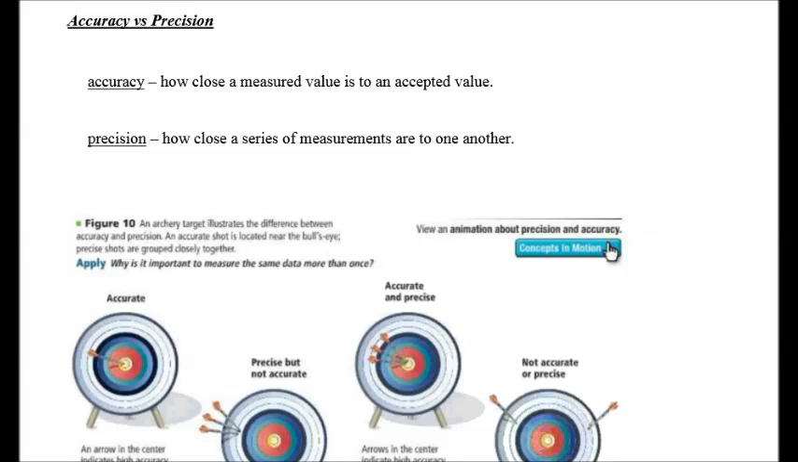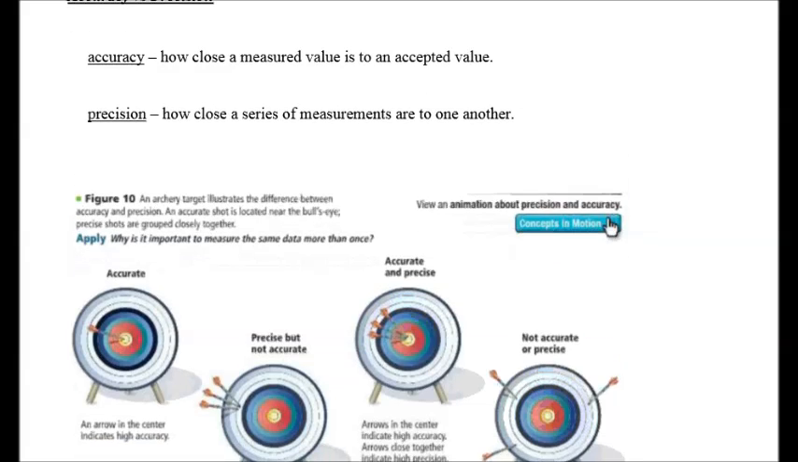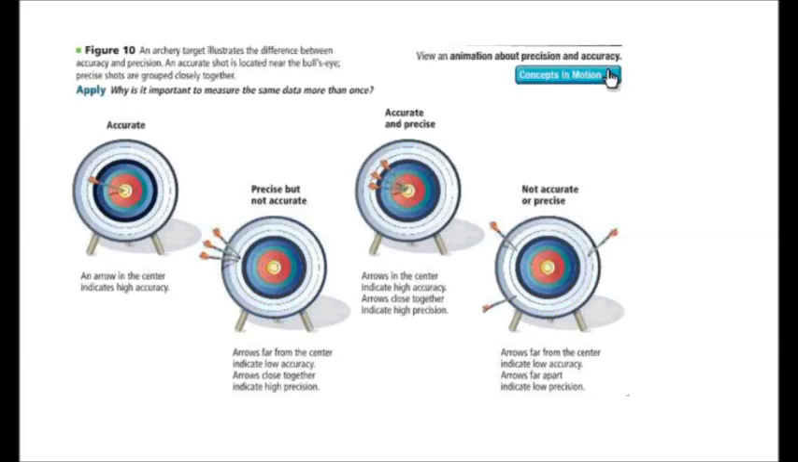So if you look at the picture of the 4 targets, in the first picture, we have one arrow that was thrown, and it was accurate because it hit the center target. But we cannot comment on the precision because there's only one arrow. In the second picture, there are 3 arrows that landed very close to each other, so they are precise.